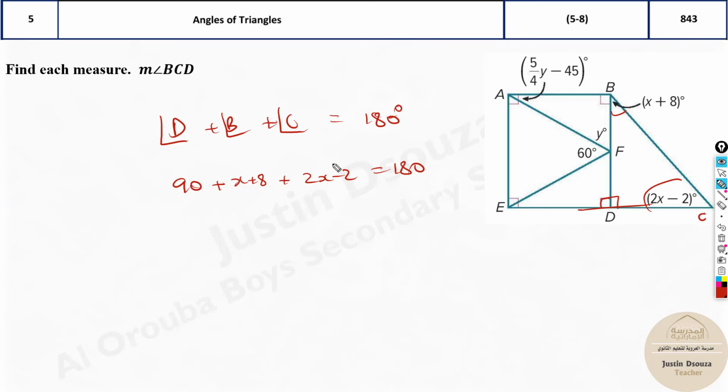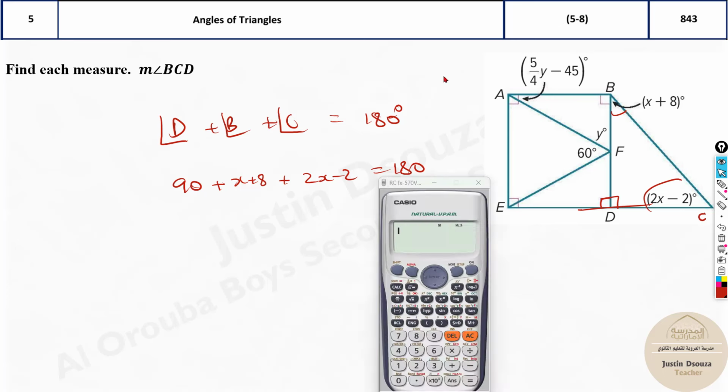This will be 180. You can solve it by yourself, taking terms to the other side, but what I'll do is show you a shortcut in calculators now. Just type it out in the calculator. 90 plus x plus 8, then again add 2x minus 2, and lastly alpha equal to 180. Now you cannot press equal to, it will be an error because you have an equal sign, that's an equation, so you need to press shift and solve, and now press equal to, that is the answer x.